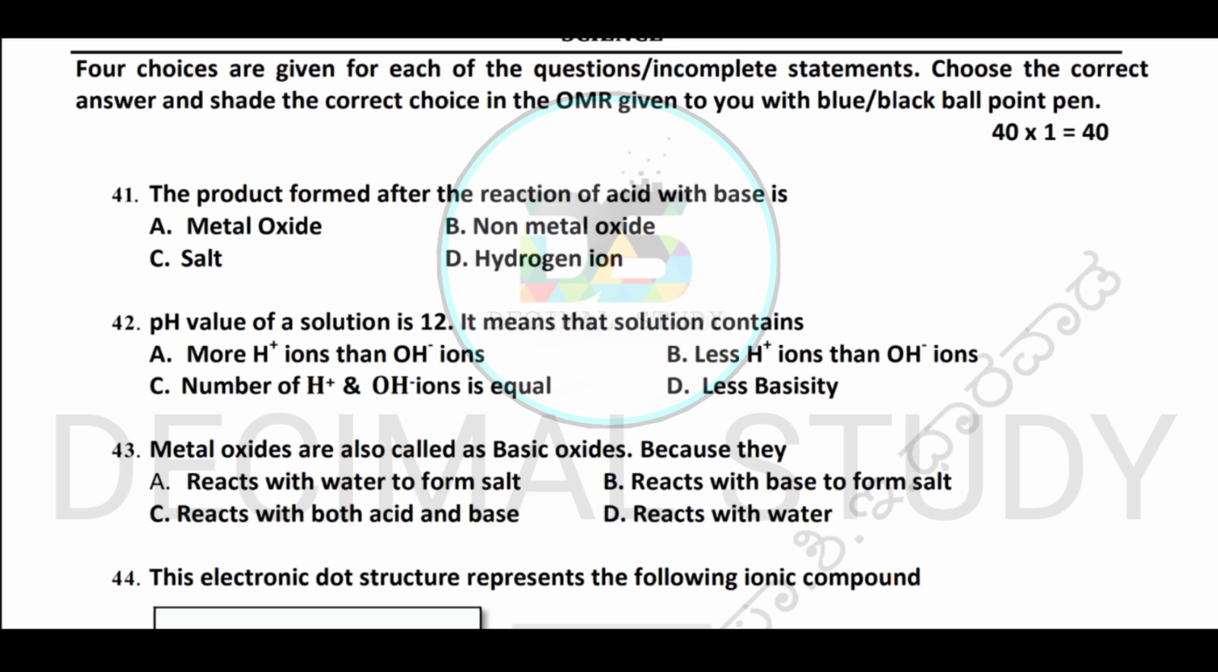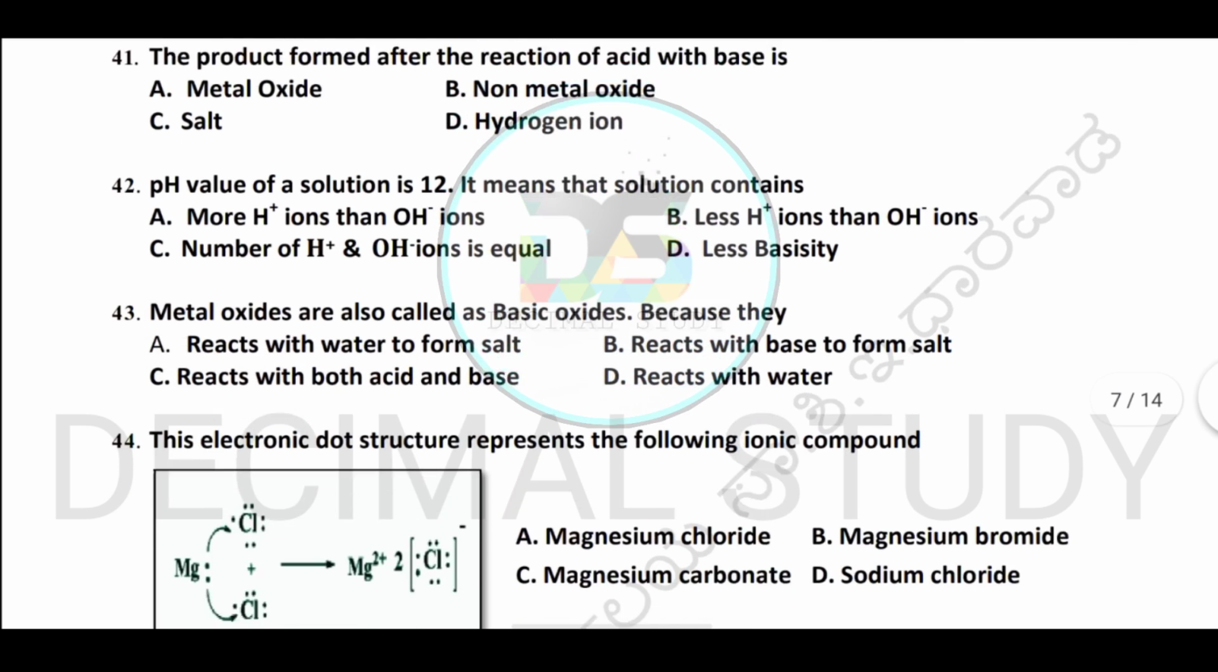Question number 43. Metal oxides are also called as basic oxides because they: react with water to form a salt, react with base to form a salt, react with both acid and base, react with water. The right answer is option C, react with both acid and base.